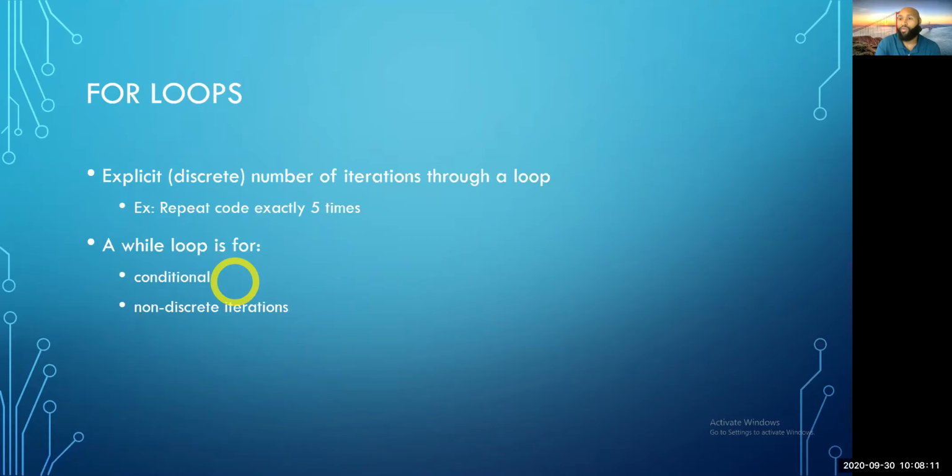So the while loop doesn't know when it's going to end. It doesn't really know when it's going to start either. It's just, while this is true, do this. However, a for loop will say, for 15 times, run this code.